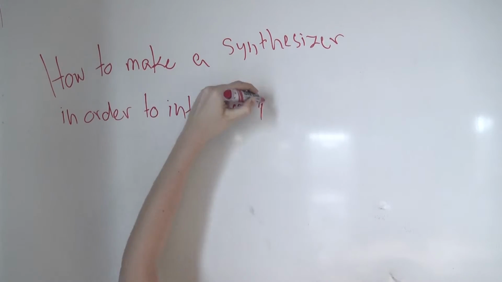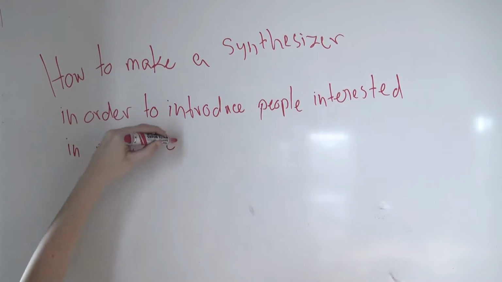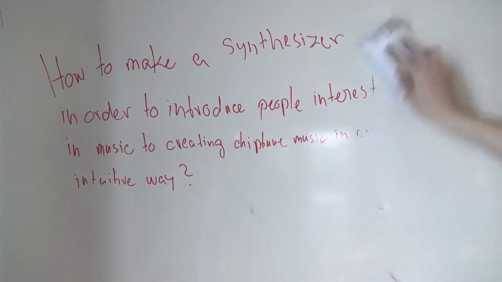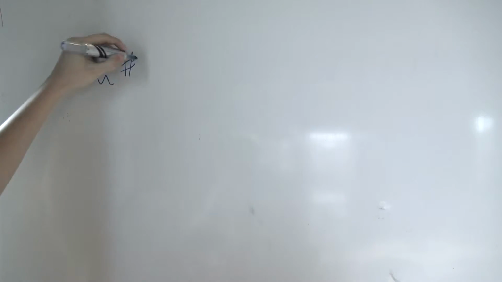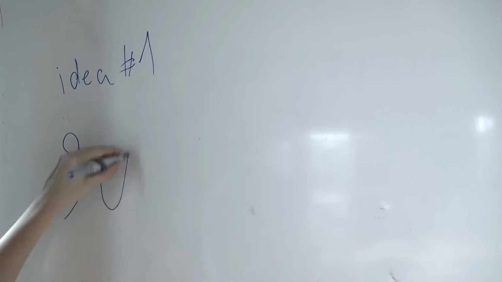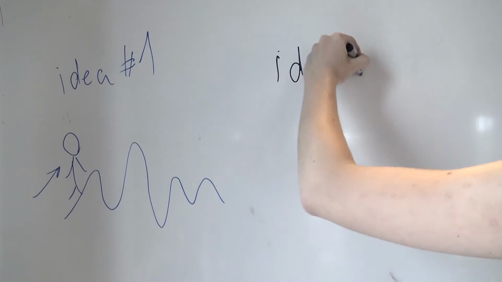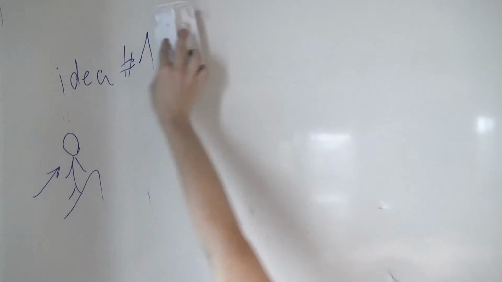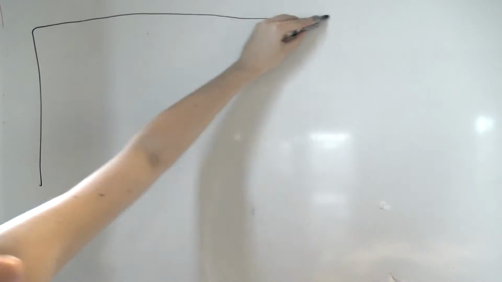How to make a synthesizer in order to introduce people interested in music to creating chiptune music in an intuitive way. We went through several design iterations to come up with one final design that we would like to work with. These iterations are the Running Man and Sinusoid Says. And this is the final design idea that we decided on.